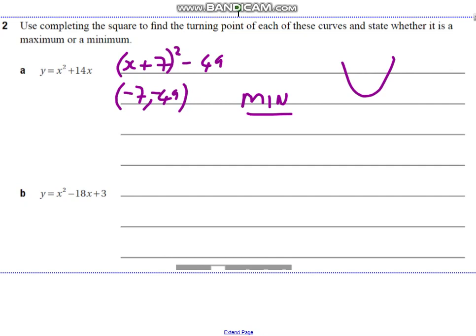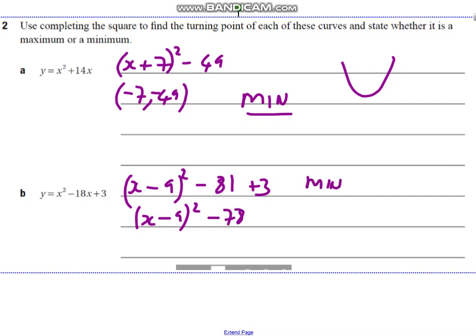Something like this. So x squared minus 18x plus 3 is going to be x minus 9 all squared minus 81 plus 3, and so it's x minus 9 all squared minus 78. So again, that's a minimum, and the coordinate is going to be 9, minus 78. So remember, where is this 0? That's when x is 9, and it's the minimum. What's left, the value will be minus 78. If x is anything other than 9, this bit will be bigger than 0 because it's squared.